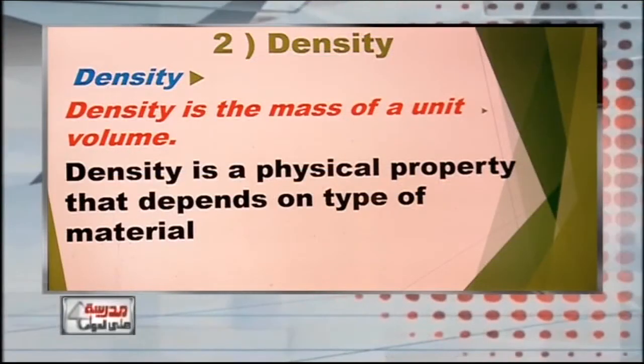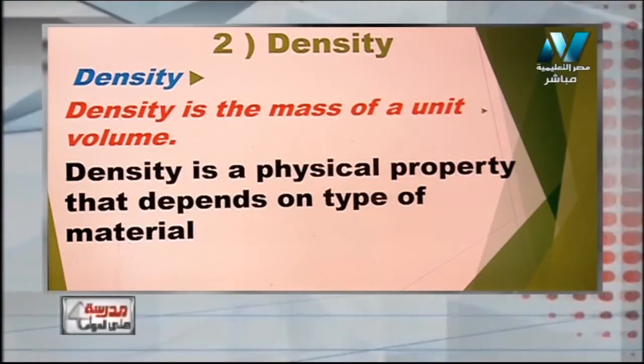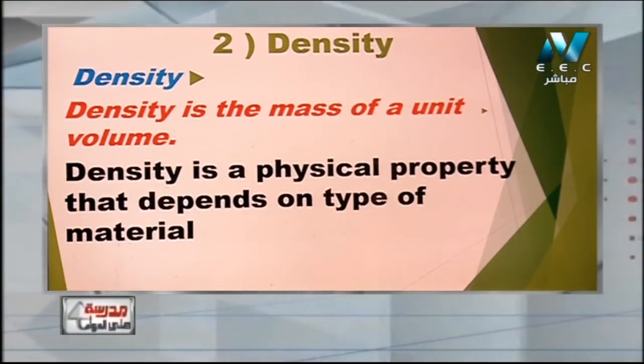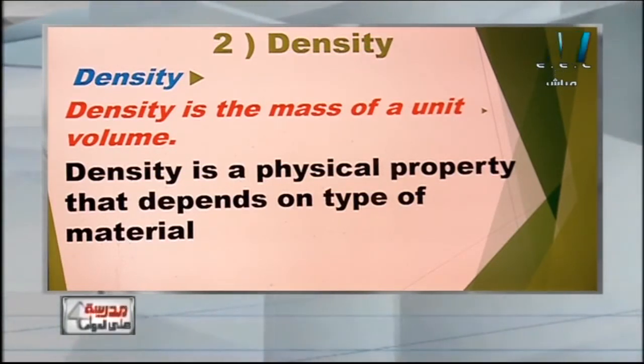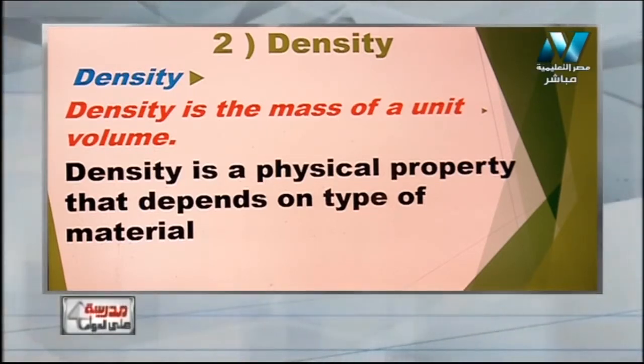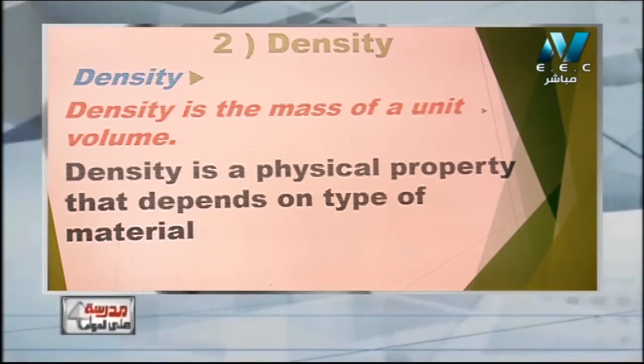As you see on the monitor, density is a physical property that depends on the type of material only and temperature. But here we are concerned about the type of material. It doesn't matter its mass, it doesn't matter its volume, because when we divide mass over volume, we get the same answer. It's density. Okay?